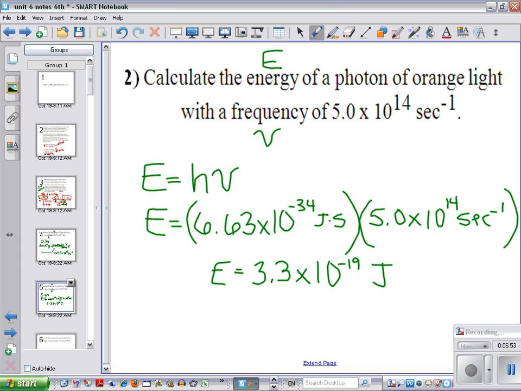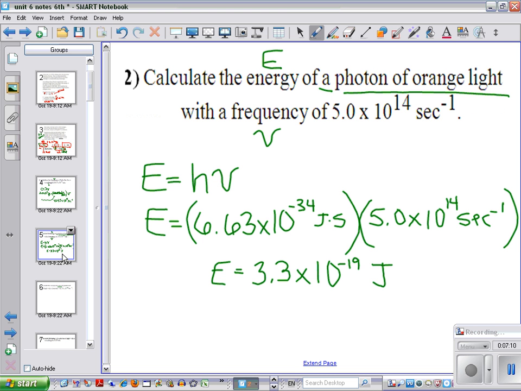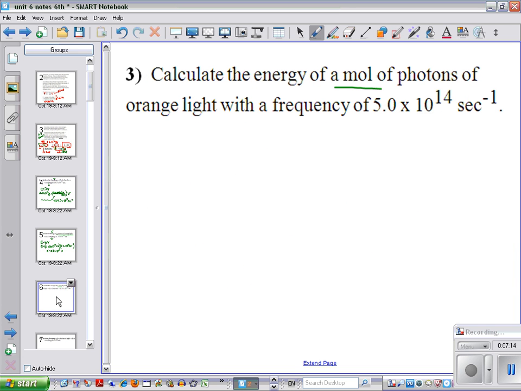Now this question asks you to find the energy of a photon of orange light. So you're looking for one of those packages of light. Your next question says calculate the energy of a mole of photons of orange light. And the frequency they give you here is 5.0 times 10 to the 14th, which is the same frequency as before. So if one photon was 3.3 times 10 to the negative 19th joules, that's how much energy one photon of light is bringing.